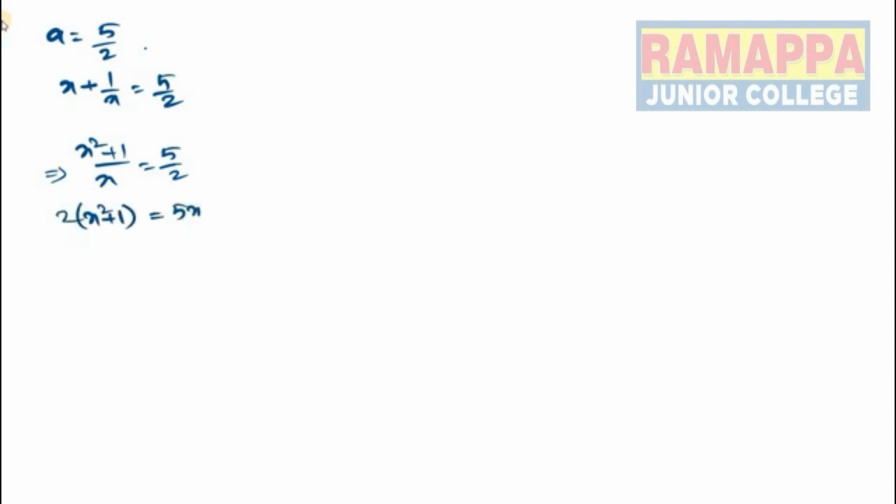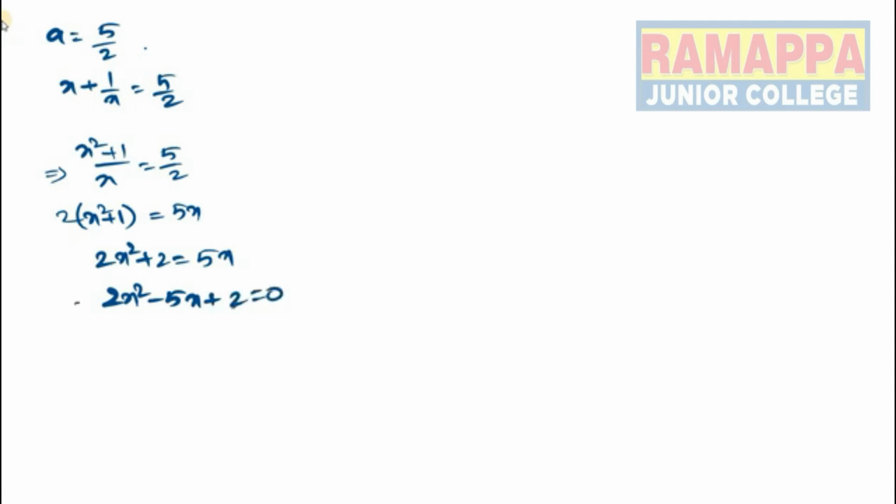So after that, a is equal to 5 by 2. What is a? a is equal to x plus 1 by x, which is equal to 5 by 2. So x square plus 1 by x is equal to 5 by 2 will come. From this cross multiplication, 2 into x square plus 1 is equal to 5x. So 2x square plus 2 is equal to 5x. 5x goes inside and it will become 2x square minus 5x plus 2 is equal to 0.